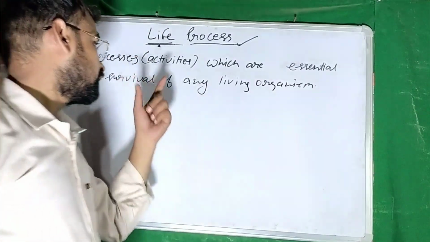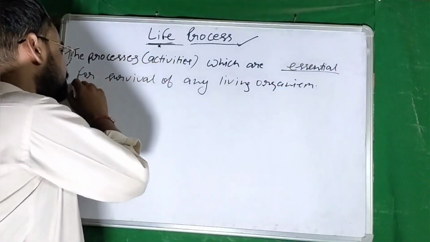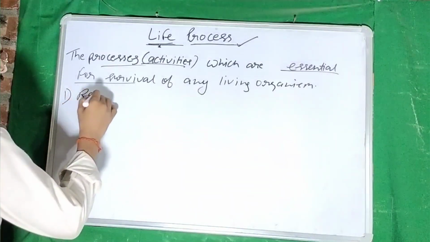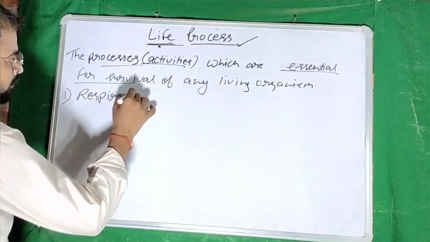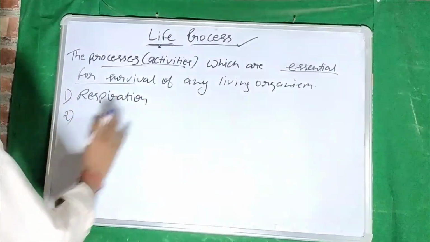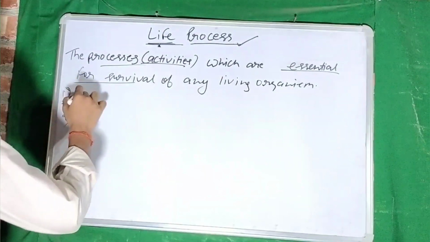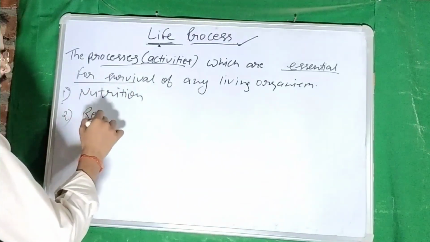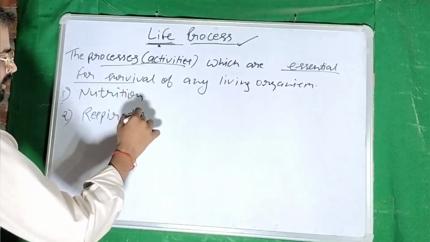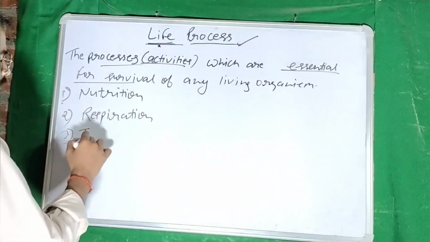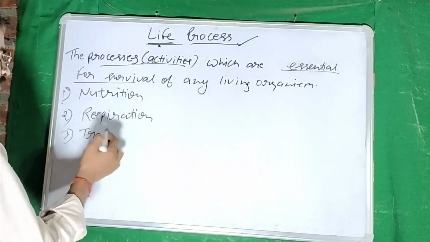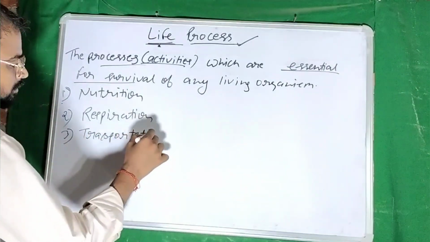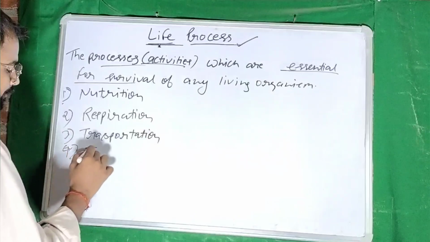So what are the essential processes, the essential activities? Number one is nutrition. Second one is respiration. Then circulation, or transportation, you can say either, no problem. Then excretion.